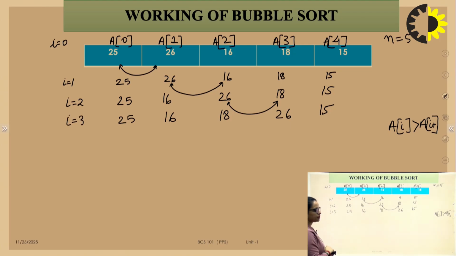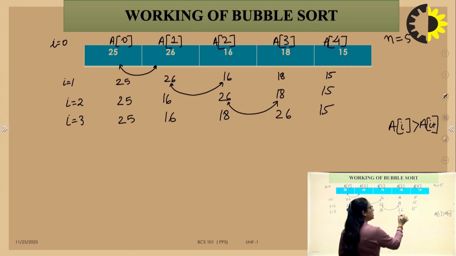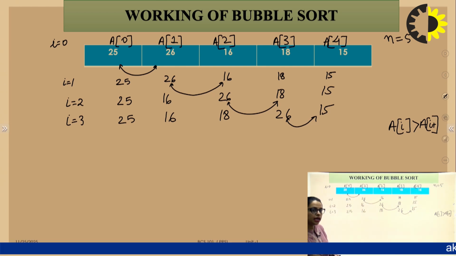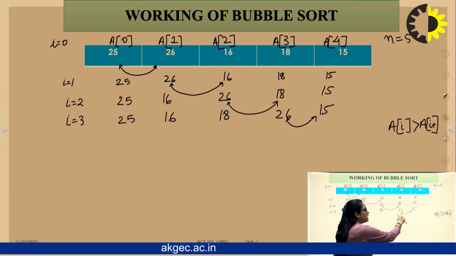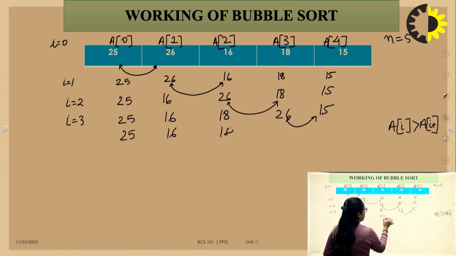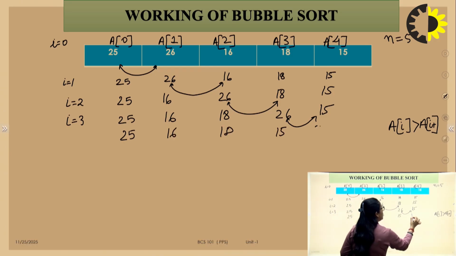So here I is equal to 3. One more comparison will take place for I equal to 3, between A3 and A4. How do we get A4? Because I is 3, A3, that's why. And A4 because AI plus 1 will give us A4 for I equal to 3. So after comparison, is AI greater than AI plus 1? Yes. So one more time swapping will take place: 25, 16, 18, 15 and 26.